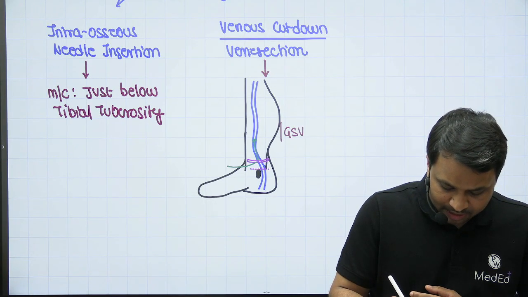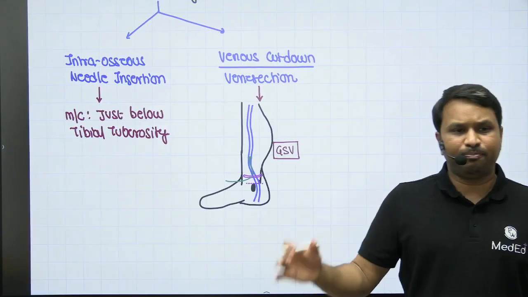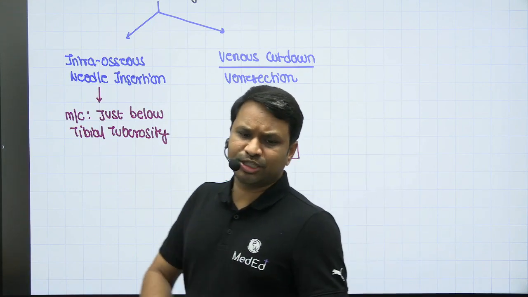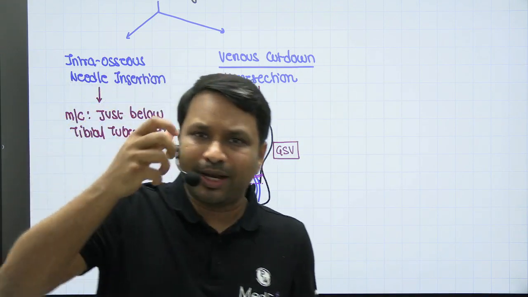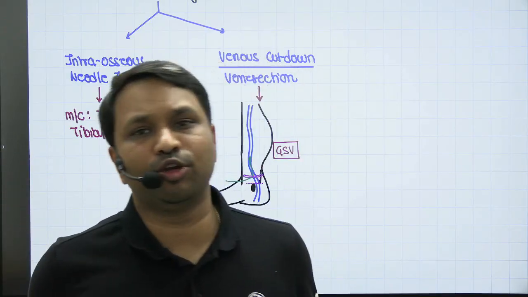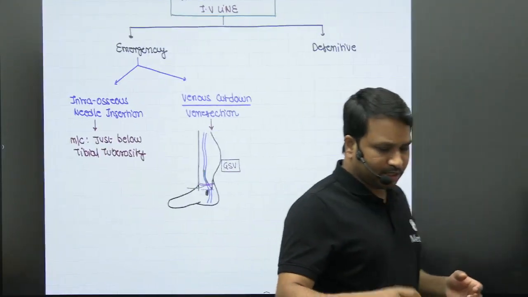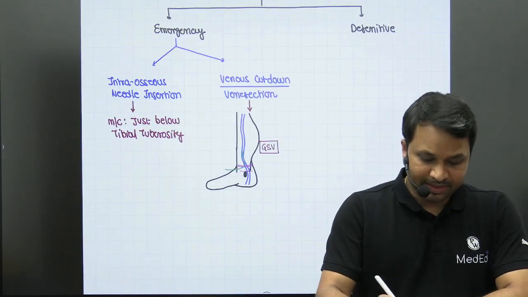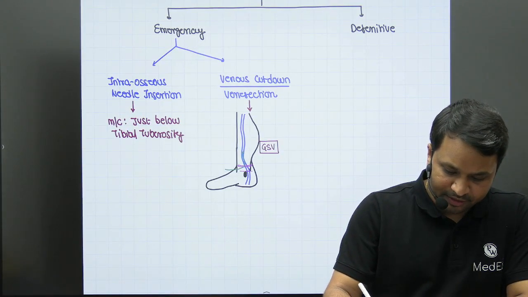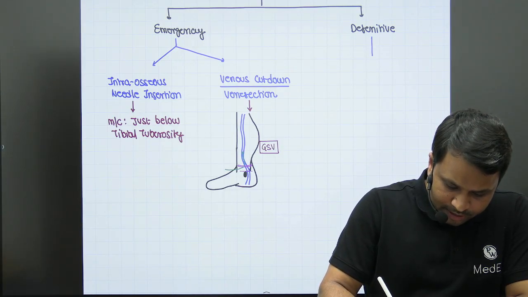So the vein that is cannulated in a venesection is going to be the great saphenous vein, but the preferred one is going to be an intraosseous needle insertion. It's a quite blunt needle that you have. You palpate the tibial tuberosity, and just below the tibial tuberosity you punch it in. You will be able to gain access into the bone and you can resuscitate the patient immediately. But when we say the definitive access for resuscitation, it is going to be the central line.